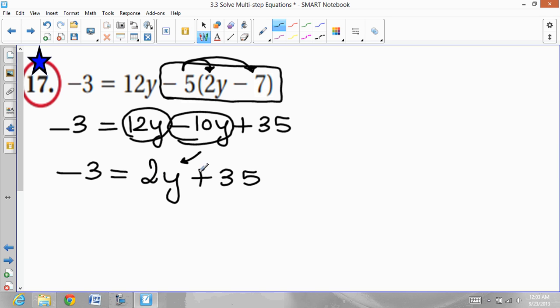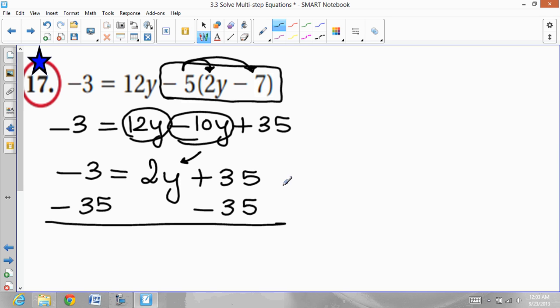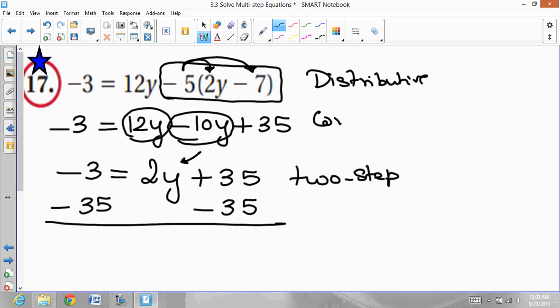So let's get rid of this positive 35. Let's go in with a negative 35 to get rid of that. Make sure that you have the line. This is your two-step equation step. This one is your distributive property. And this one is combining your like terms.